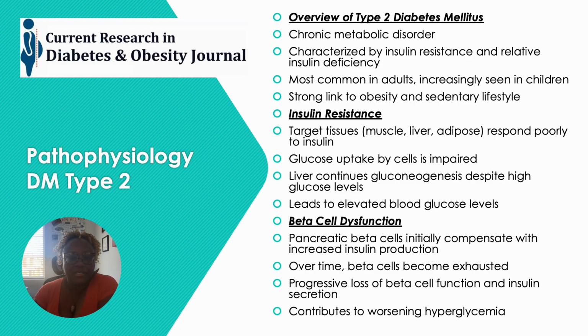So our beta cells here are in a dysfunctional state. Pancreatic beta cells initially compensate with increased insulin production. But over time, beta cells become exhausted due to all that carb intake. And as the disease progresses, we lose that beta cell function and insulin secretion, and this contributes to worsening hyperglycemia.